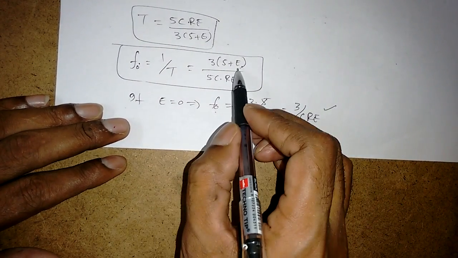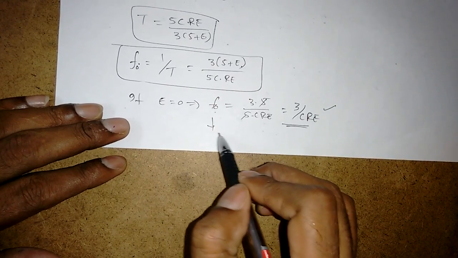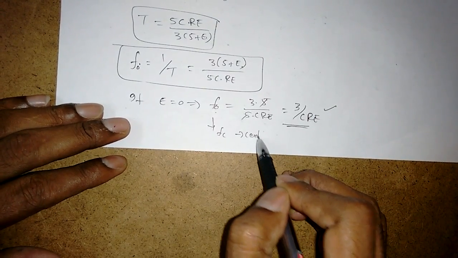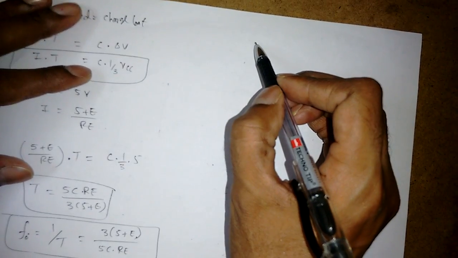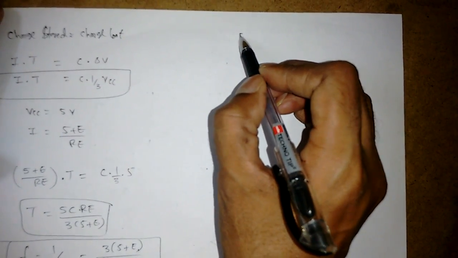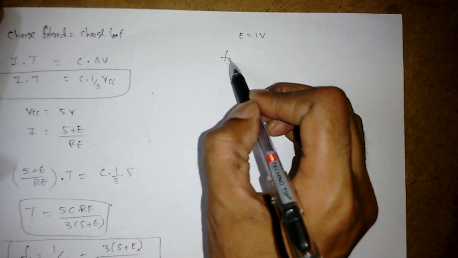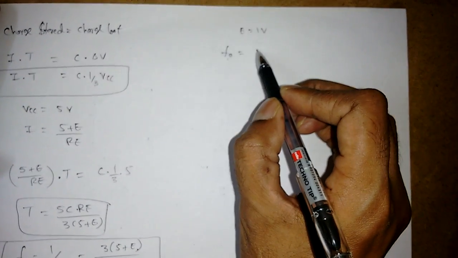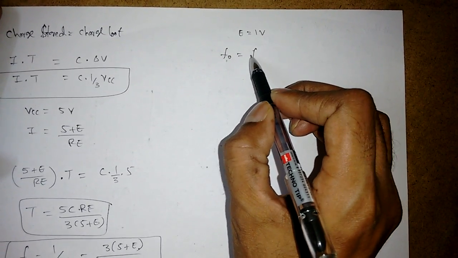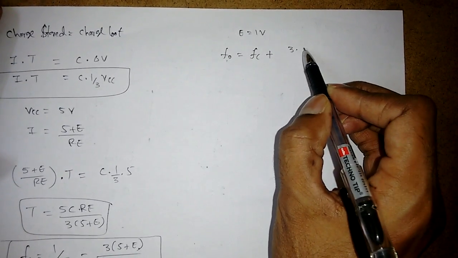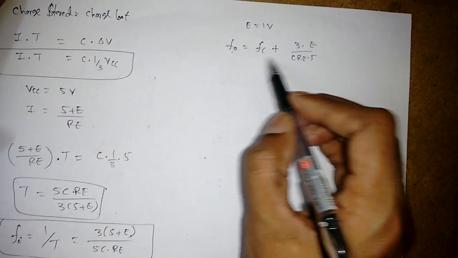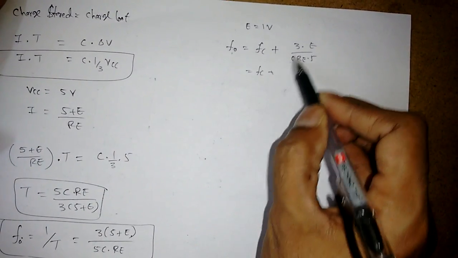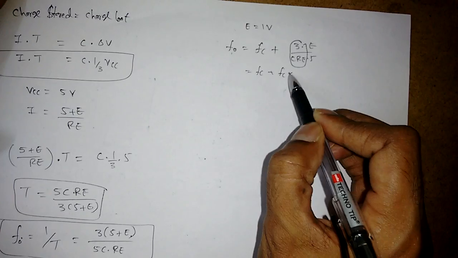So generally whenever we don't apply any voltage, it is called FC, which is the center frequency, right? When you don't apply any voltage. If you apply a voltage, suppose E is equal to 1 volt, what is F naught? It will become FC plus 3 into E by C RE into 5. From this expression, I'm separating. So this is FC, 3 by C RE is also FC, into 0.2 times.